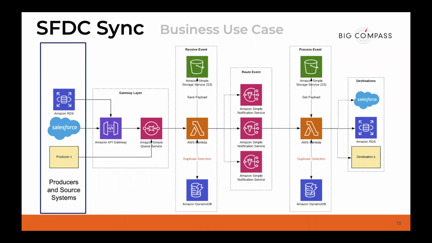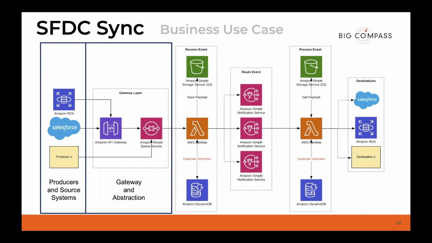And again, we're going to talk here about routing Salesforce data to Amazon RDS. That's one of our producers in this case. And the second layer here is the gateway layer. We're calling this gateway and abstraction. There are two inbound endpoints that we set up here. One is Amazon API Gateway. Anything external that can speak over RESTful means, we're going to point to this Amazon API Gateway.